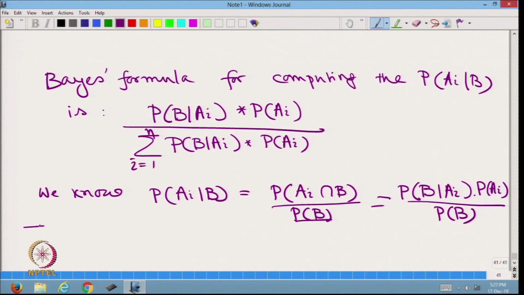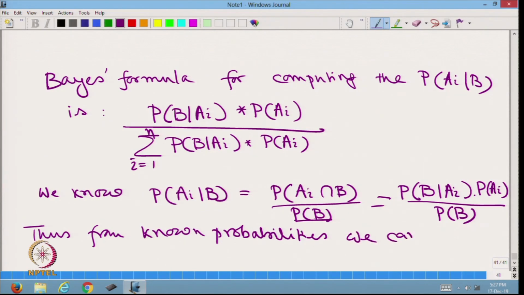Thus, from known probabilities we can compute the a posteriori probability.